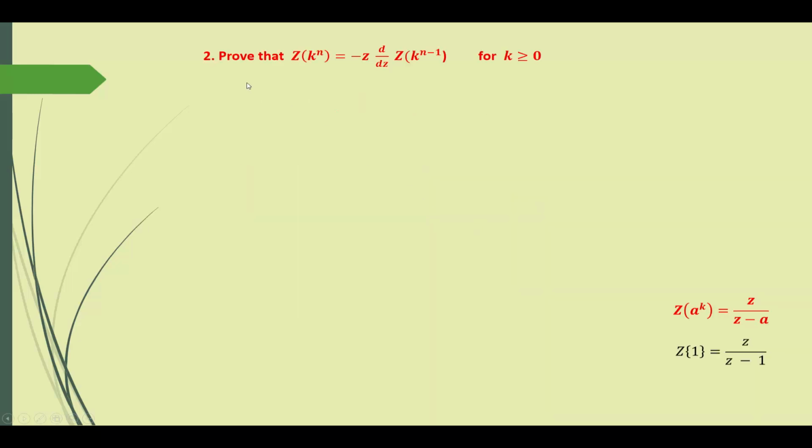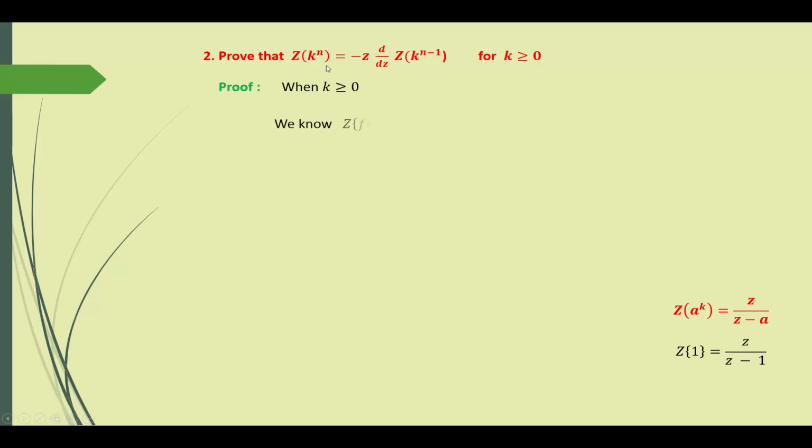Next, second formula. Prove that Z transform of k^n equals minus z into d by dz of Z transform of k^(n-1), for k greater than or equal to 0. Prove that Z transform of k^n equals minus z d by dz of Z transform of k^(n-1). Proof.